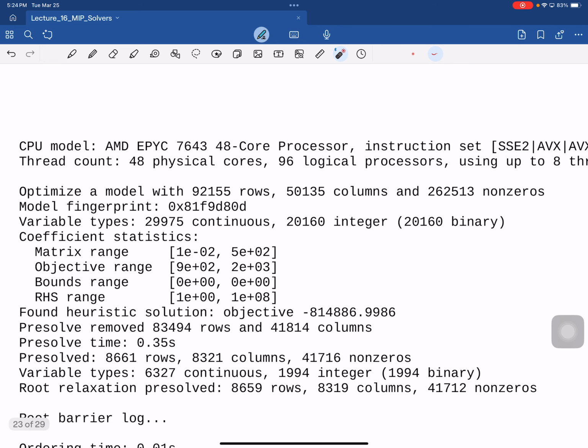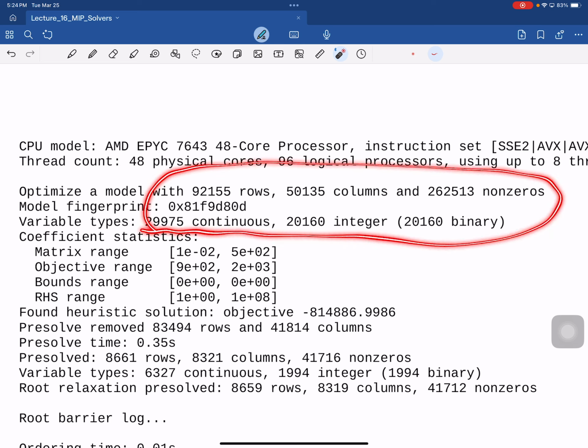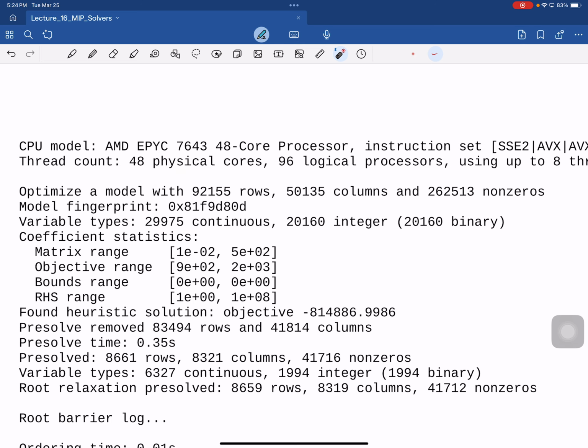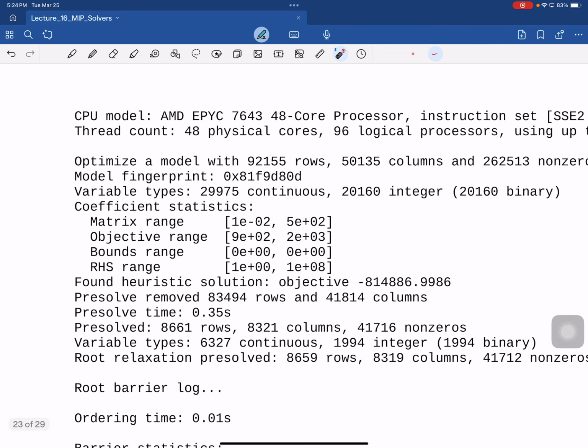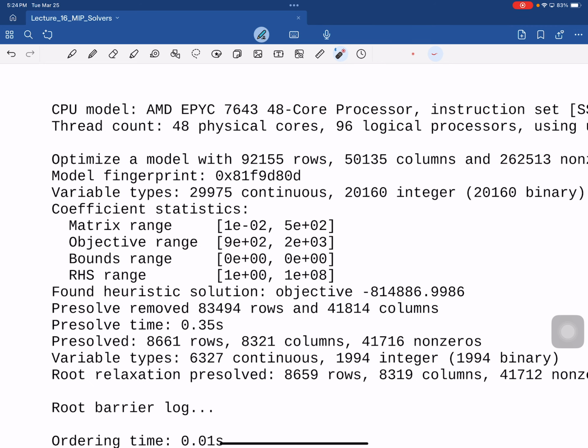And it also tells you the types of the variables. You have this many continuous variables, this many integer variables, right? If I'm writing a paper and you want to benchmark an algorithm, you should write down all those statistics in your paper. Okay, these are the number of variables you have. So what matters a lot is this coefficient statistics. Okay, so it will tell you the matrix range, right?